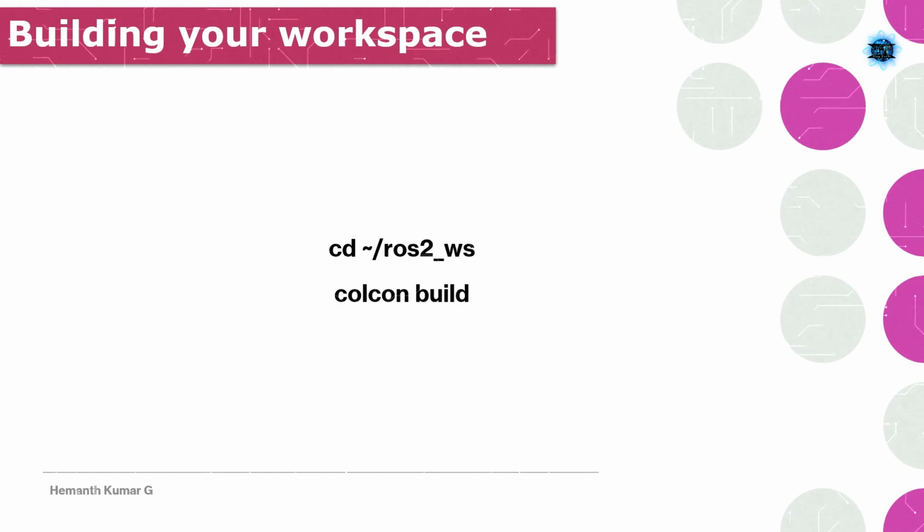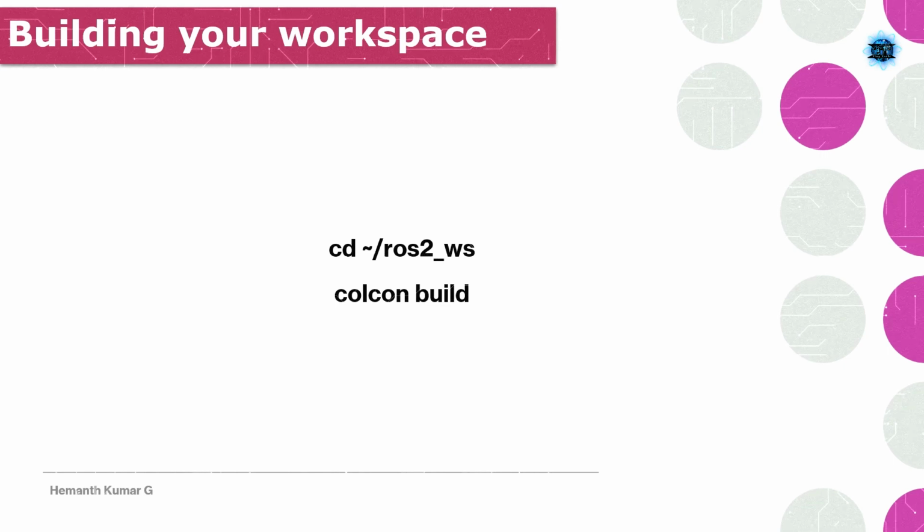Before you can build your workspace, you need to change your current directory to the root of your workspace. In this case, the workspace directory is assumed to be ros2_ws. It is in the home directory, which is a directory created earlier to organize your ROS2 packages. And the second command here is colcon build. Use colcon build to build the packages.